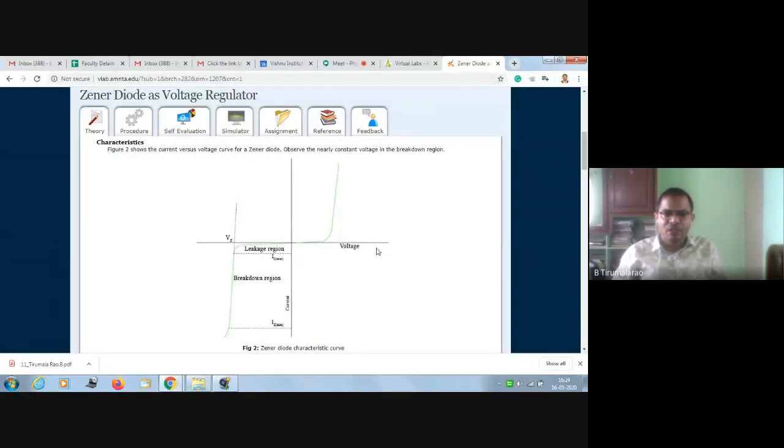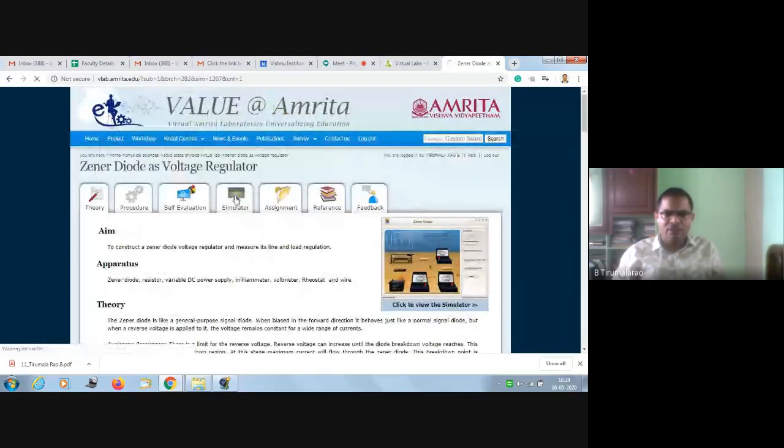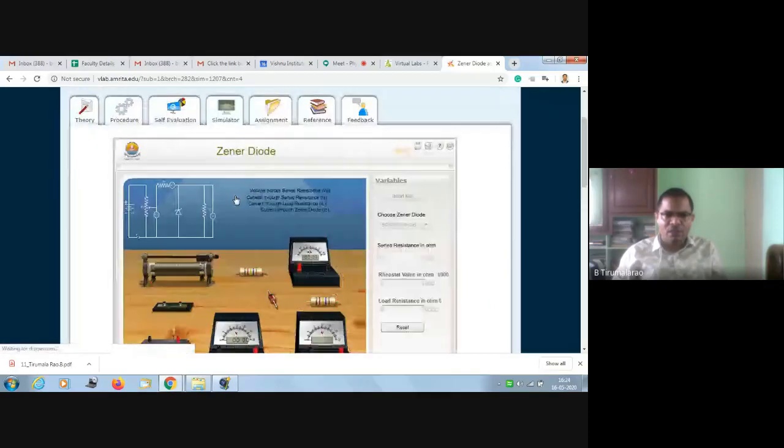Voltage is taken along the x-axis. Forward current is taken along the y-axis. The reverse current is taken along the negative y-axis. Then in forward bias, you get a graph like this. In reverse bias, you get a graph like this. Suppose the line is interpolated, it cuts the negative x-axis. This Vz is known as the voltage regulator. So you do like this, otherwise you cannot understand.